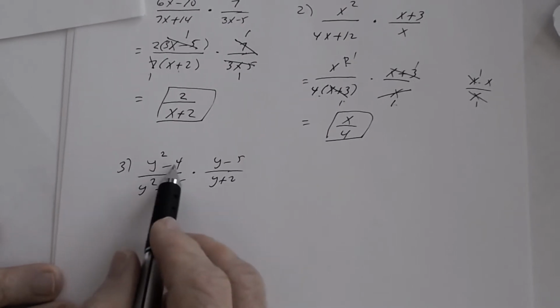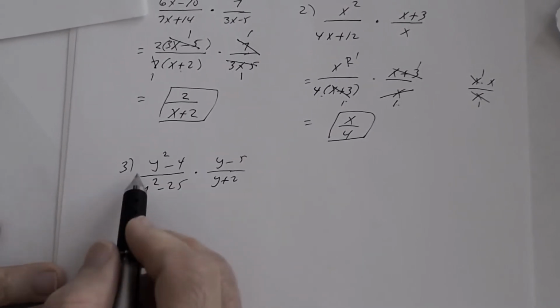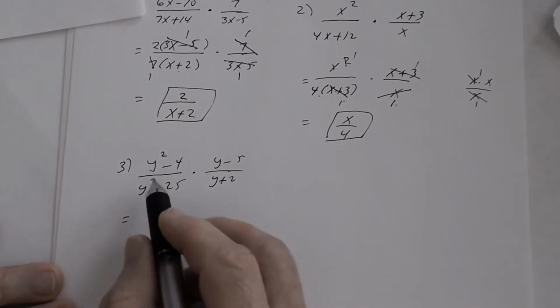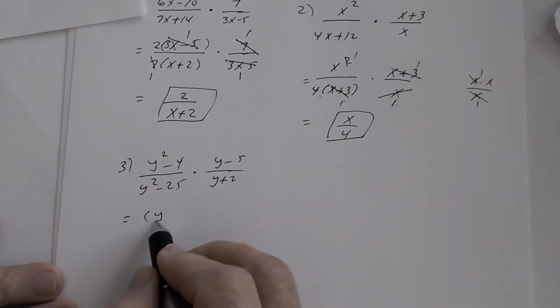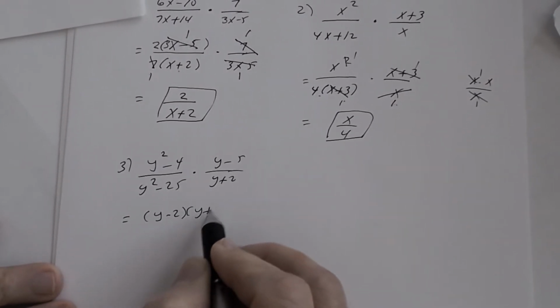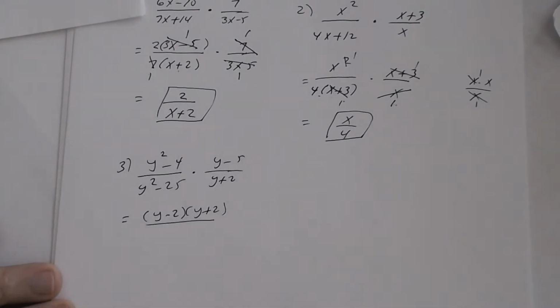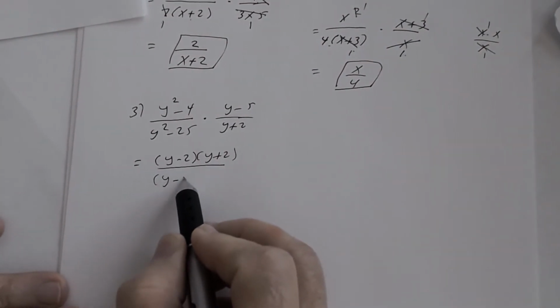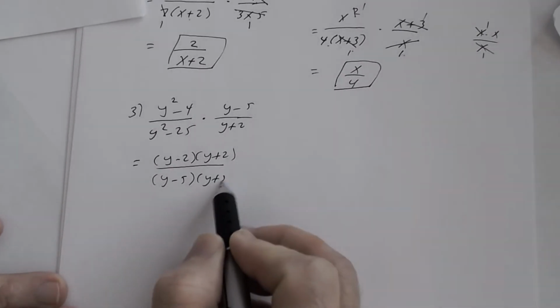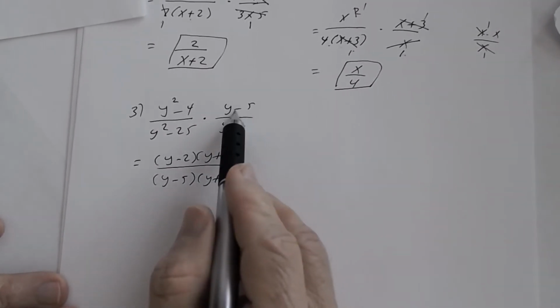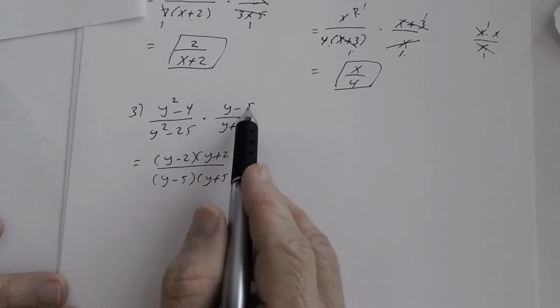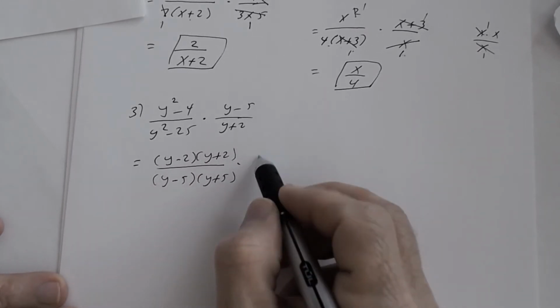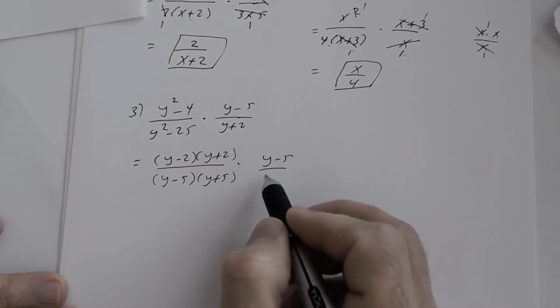And so when I factor y squared minus 4, see right underneath, I get y minus 2 times y plus 2. The denominator, y squared minus 25, I can factor as y minus 5 times y plus 5 times. And then the numerator and the denominator here, the GCF in both of those is 1, so I'm going to leave them as they are.